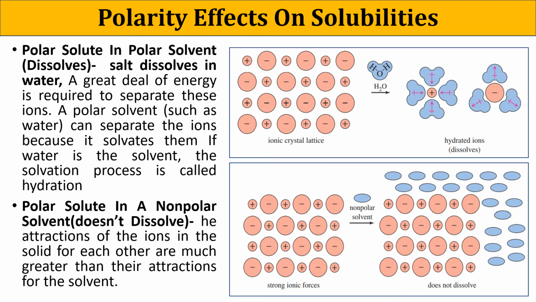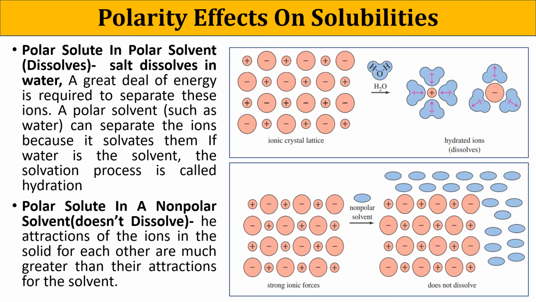Polarity effects on solubilities. The general rule is that like dissolves like. So polar substances dissolve in polar solvents and nonpolar substances dissolve in nonpolar solvents. We consider four different cases: a polar solute with a polar solvent, a polar solute with a nonpolar solvent, a nonpolar solute with a nonpolar solvent, and a nonpolar solute with a polar solvent. We use sodium chloride and water as an example of polar solute and solvent, and paraffin wax and gasoline as an example of nonpolar solute and solvent.